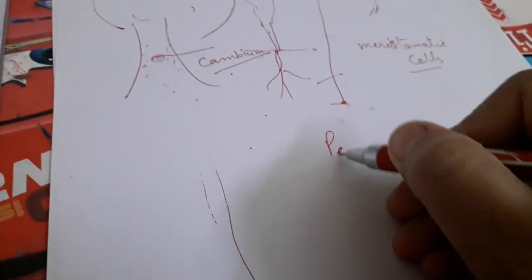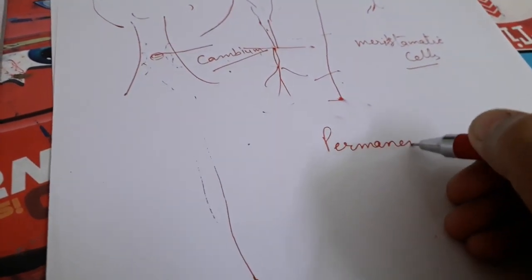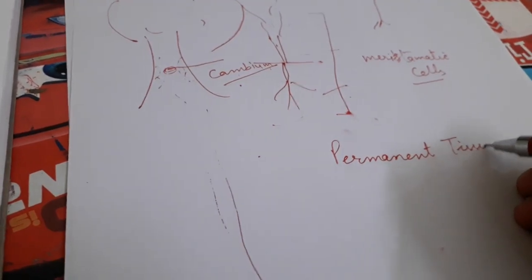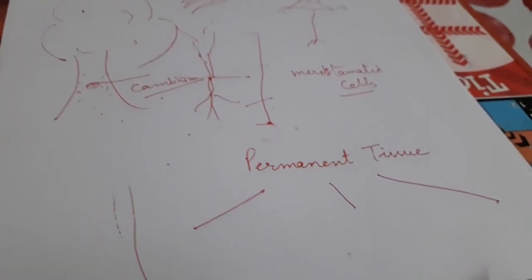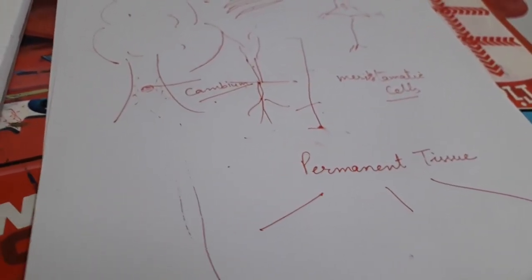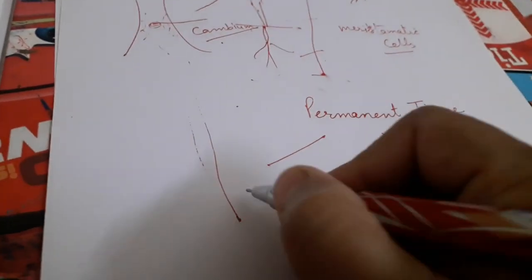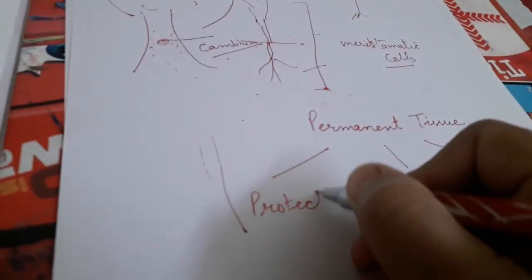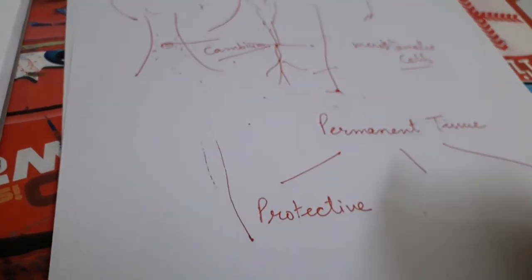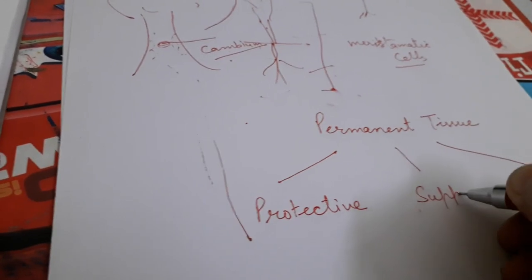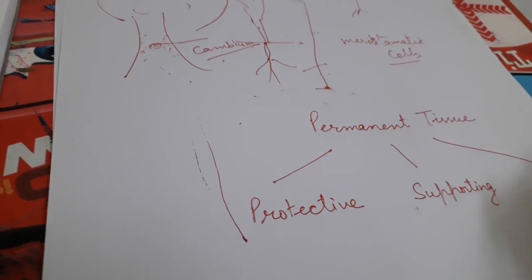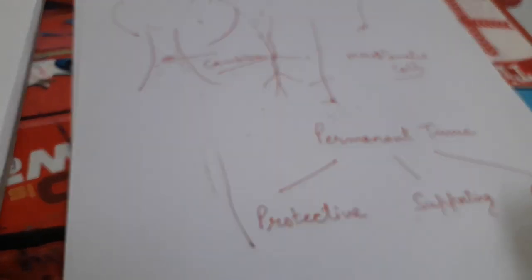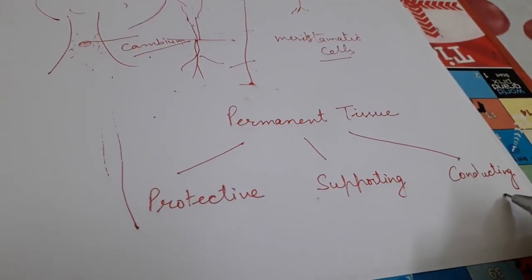Permanent tissue. The second type of tissue is permanent tissue. According to function, we divide this permanent tissue into three types. You have read Parenchyma, Collenchyma and Sclerenchyma. But now here we will study a different kind of classification. We can divide the permanent tissues as number 1, protective tissue. Second will be supporting tissue, which helps in giving support. And third will be conducting tissue. Conducting means which helps in transportation. You have read about xylem and phloem, that will form our conducting tissue.